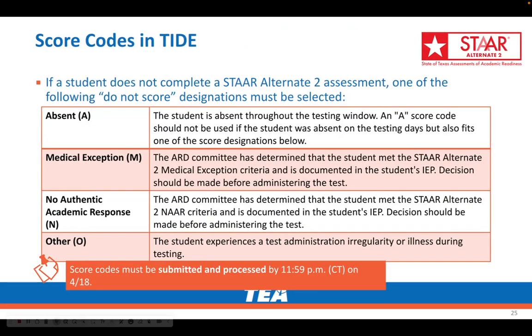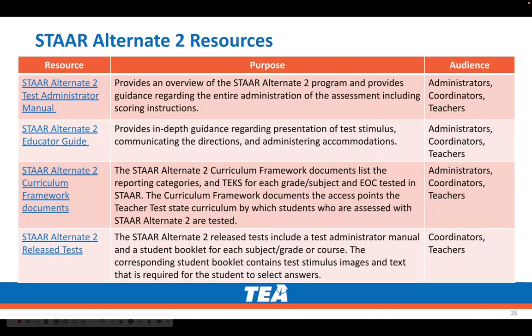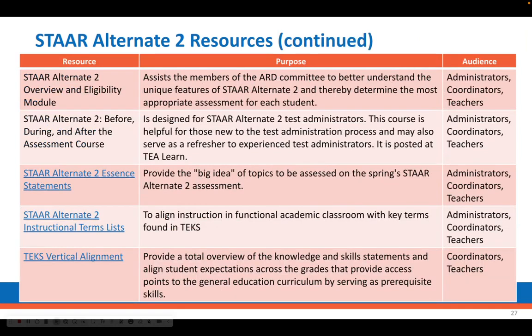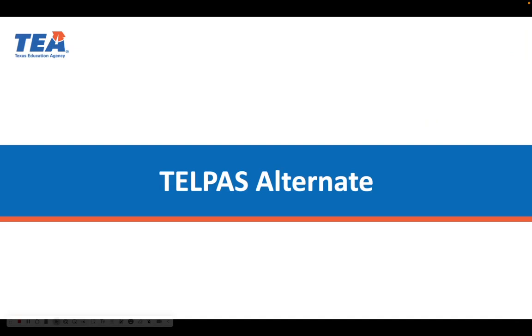So that's that. We have various score codes where kids may have been exempted out of testing for whatever reason. It's kind of rare, but we do have some of these with a no authentic academic response. If you have any questions about score codes, definitely let us know. And then a bunch of resources. Again, TEA puts out a lot of good resources for STAAR Alt 2. So if you have any questions, reach out to myself, your SPED reps, or go to the websites.